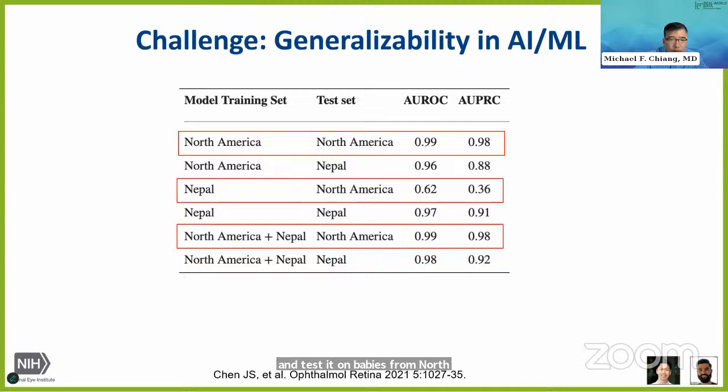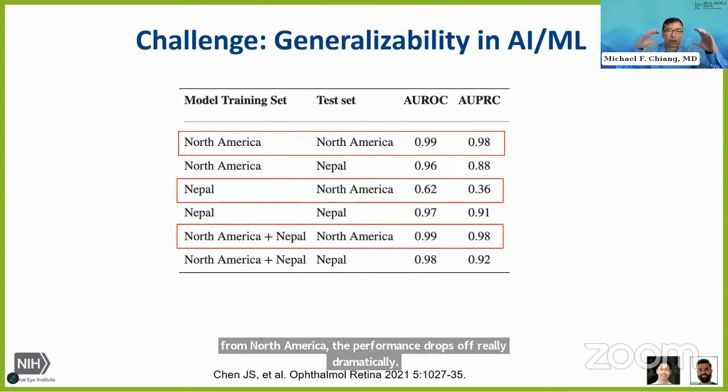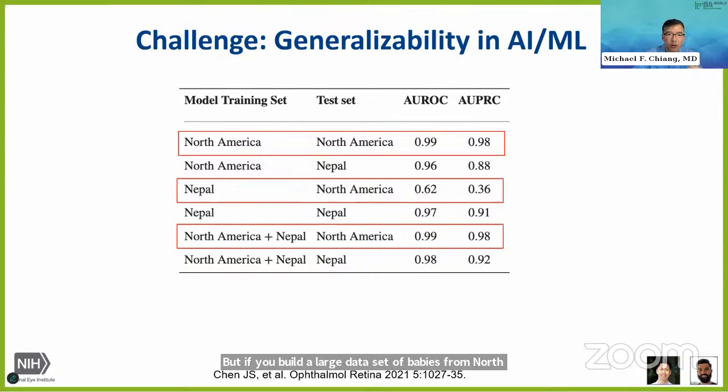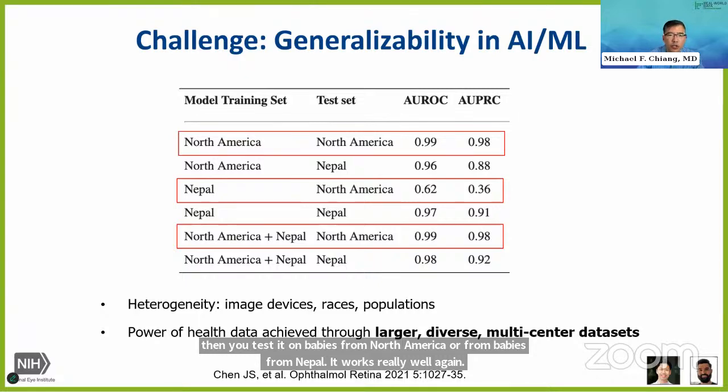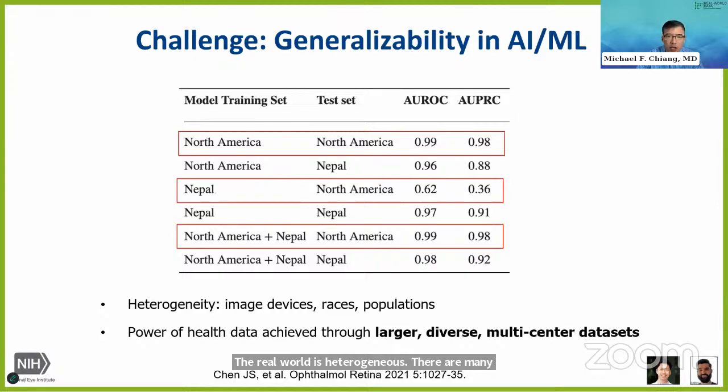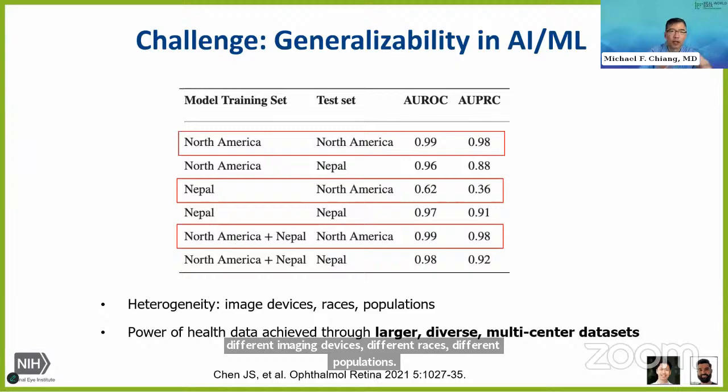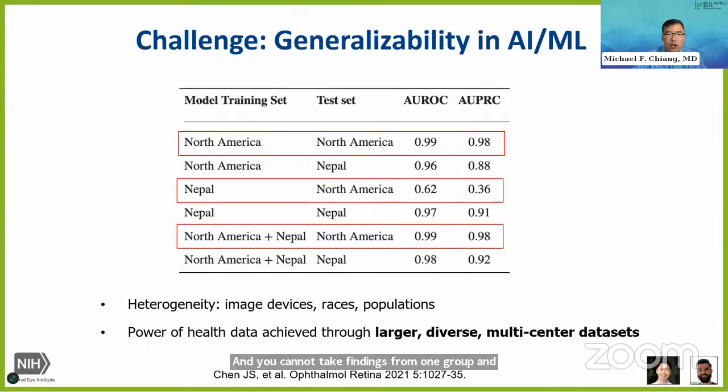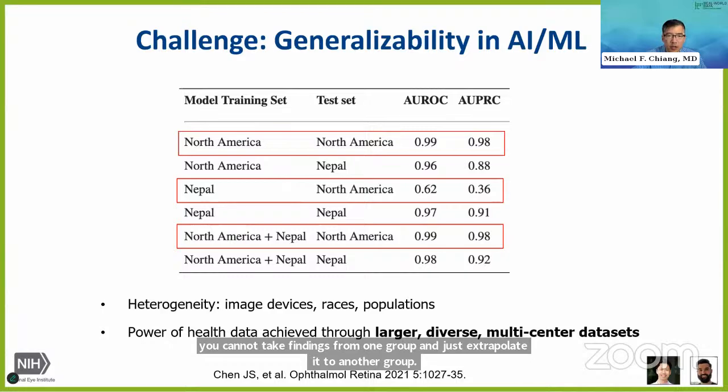Okay, the first row. If you train it on babies from Nepal and test it on babies from North America, the performance drops off really dramatically. Okay, but if you build a large data set of babies from North America plus Nepal, and then you test it on babies from North America or from babies from Nepal, it works really well again. Okay, so the point of this is that the real world is heterogeneous. Okay? There are many different imaging devices, different races, different populations, and you cannot take findings from one group and just extrapolate it to another group. Okay, and to build generalizable AI systems, we need to use large, diverse, multi-center data sets.